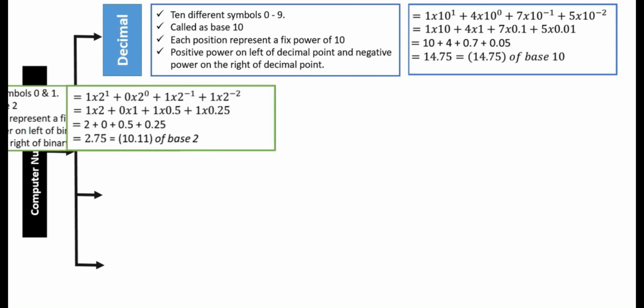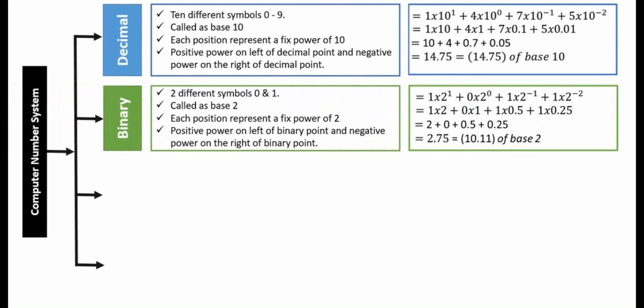Next is binary numbers. This is the machine code that we discussed in the overview session, because machine understands only the language of 0 and 1. So binary number is the machine code that is understandable by the computer. It contains two different symbols, 0 and 1. Therefore it is called base 2. Each position represents a fixed power of 2, and again on the left hand side of the binary point the power is positive and on the right hand side it is negative.